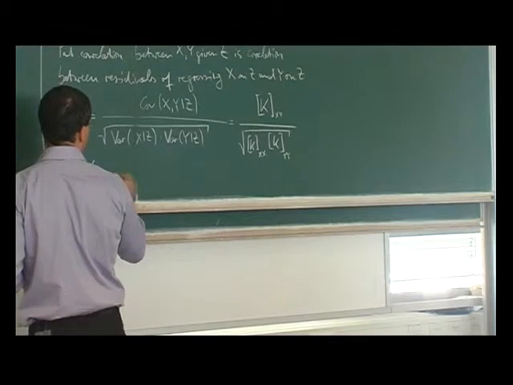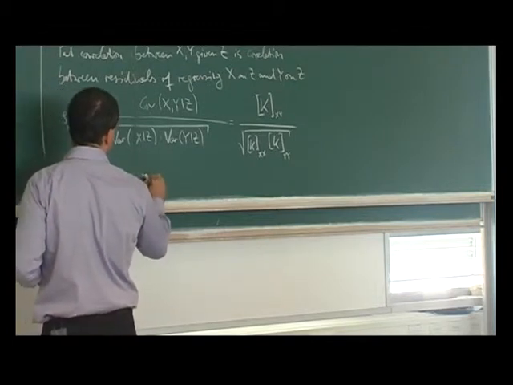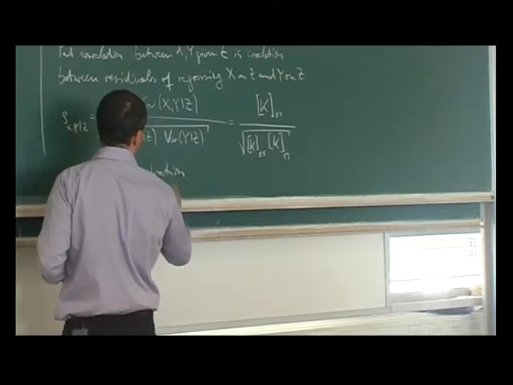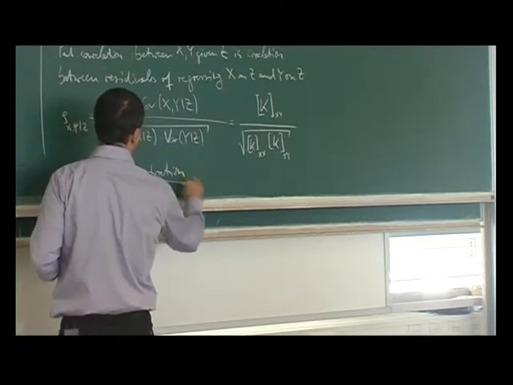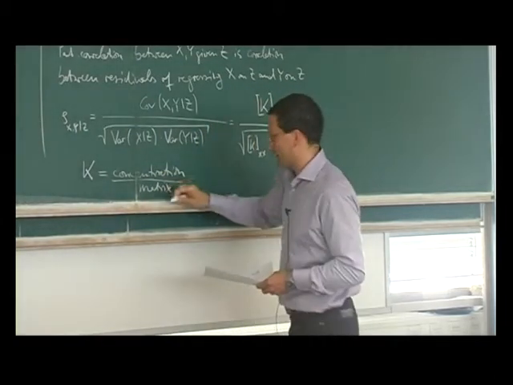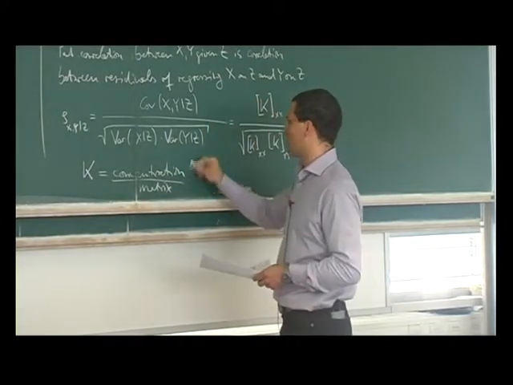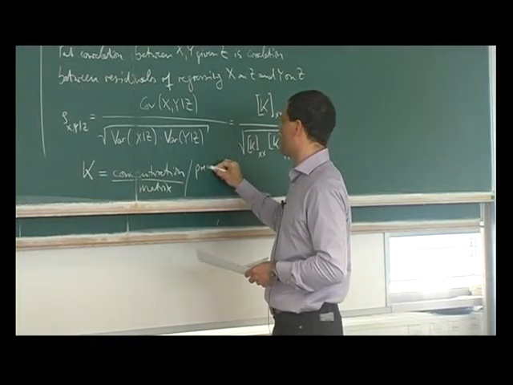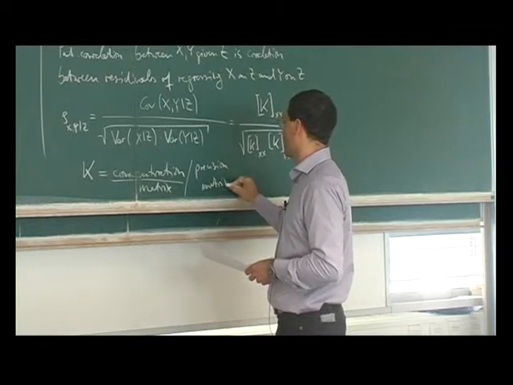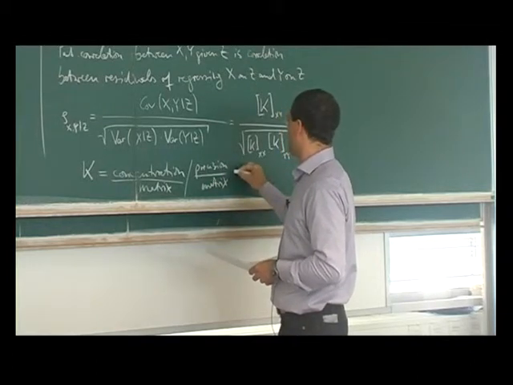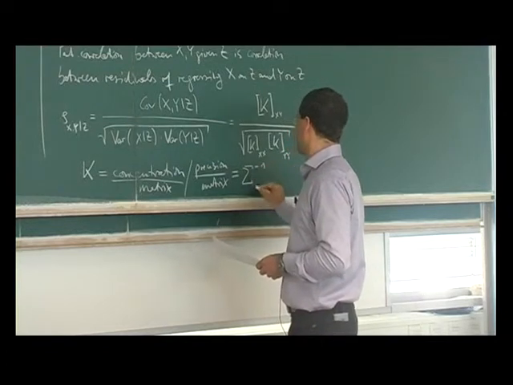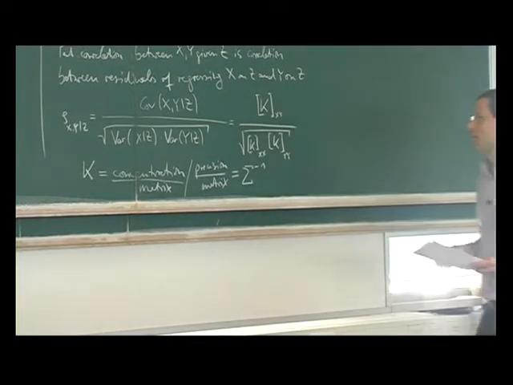With K being the concentration matrix, which is a new technical term. It's a concentration matrix, or precision matrix is a different word for that. And that is just the inverse of your covariance matrix.